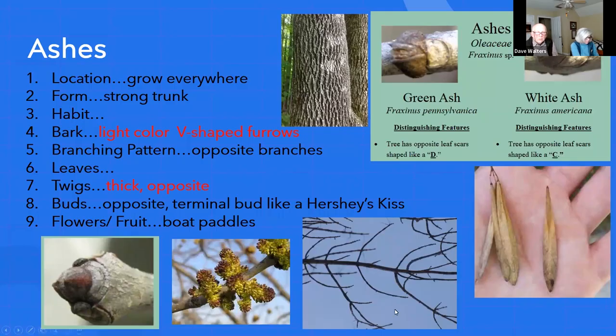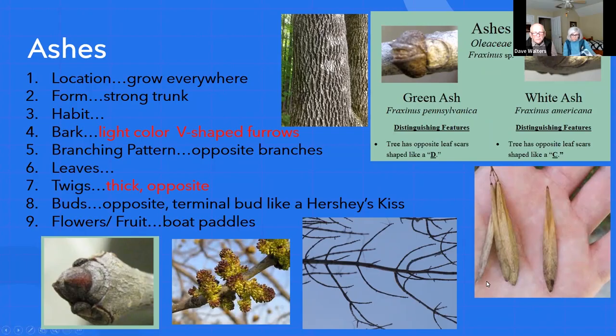Ash trees have thick branches, thick twigs, and opposite branches. You can see those from a long ways off. Okay, that's pretty cool. The furrows on the ash tree have V's or diamond shapes in them, and there's usually some white with them, but these diamond V's are pretty obvious. A lot of other things kind of look like that, but not exactly. An interesting thing is the terminal bud, the very end bud of ashes, looks like a little Hershey's Kiss.